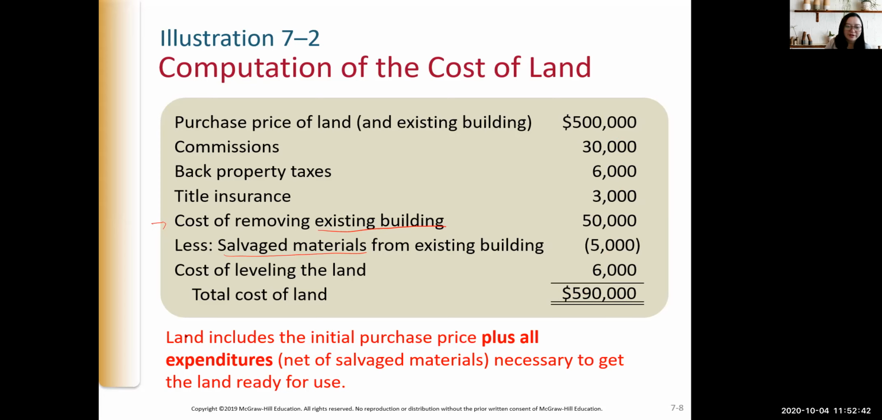Okay, so to illustrate the logic behind how to acquire land and how to recognize the cost, the land should include the initial price, which is $500,000, plus all the expenditures net of the salvage value of the material necessary to get the land ready for your use.